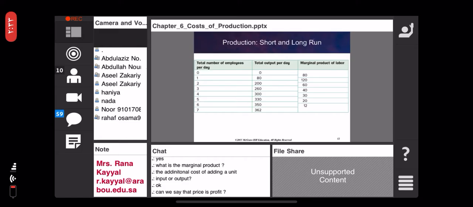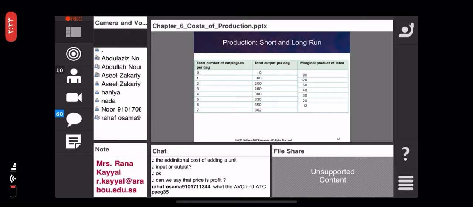Price is the profit? No, price is the marginal profit, you can say. I mean for one unit, this is the marginal revenue or marginal profit, equal to the price. But price is the profit? No, marginal. It went in this chapter.